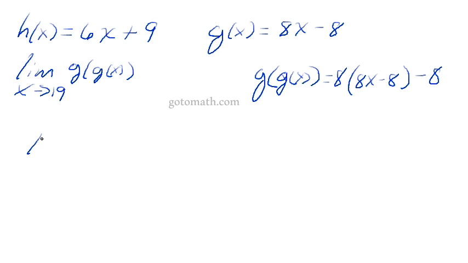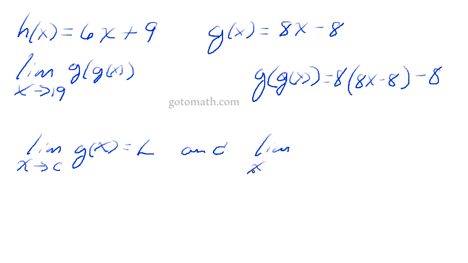And we're going to say that the limit as x approaches c of g of x is equal to L, whatever is equal to L. And the limit as x approaches L of f of x is equal to f of L. It's like doing direct substitution here, right?